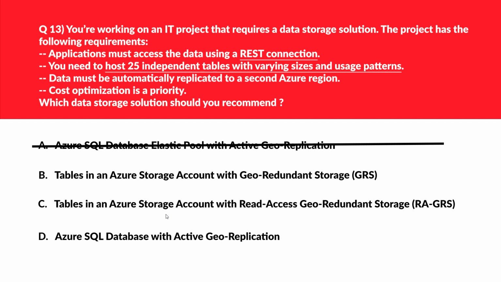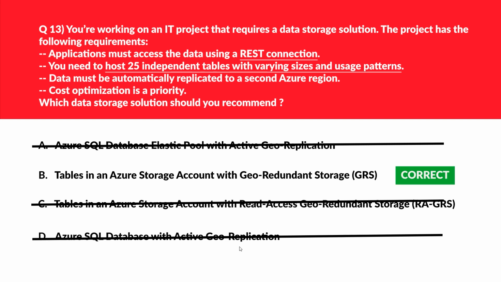Let's move to option C. C says tables in an Azure storage account with read access geo-redundant storage (RA-GRS). Read access geo-redundant storage cannot meet the requirement for automatic data replication to the secondary Azure region. Hence incorrect choice. Let's move to option D. D says Azure SQL Database with active geo-replication. Just like option A, Azure SQL databases cannot be optimized for hosting tables with varying sizes and usage patterns due to cost restriction. We'll reject this. We'll lock option B as the correct answer.